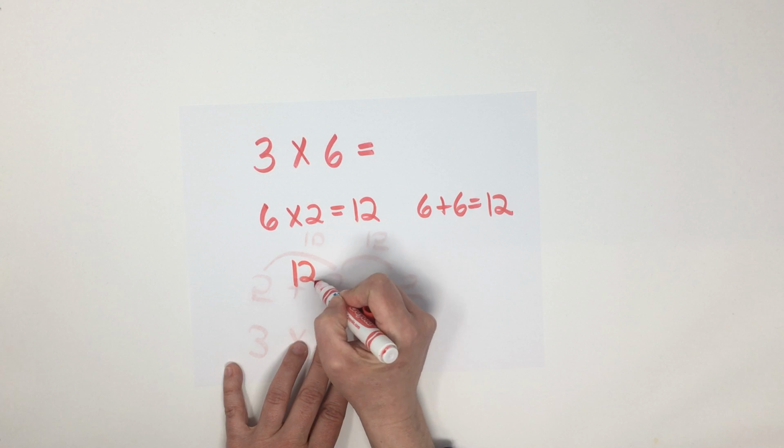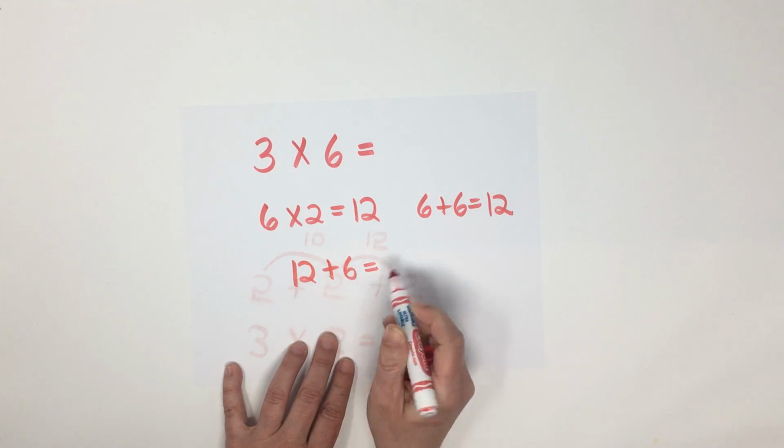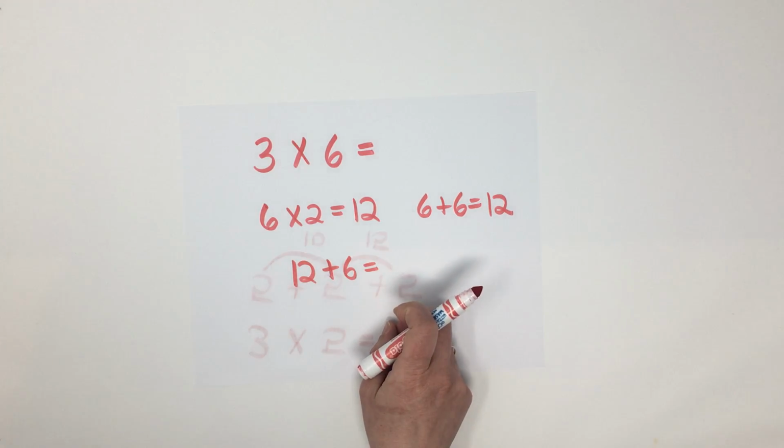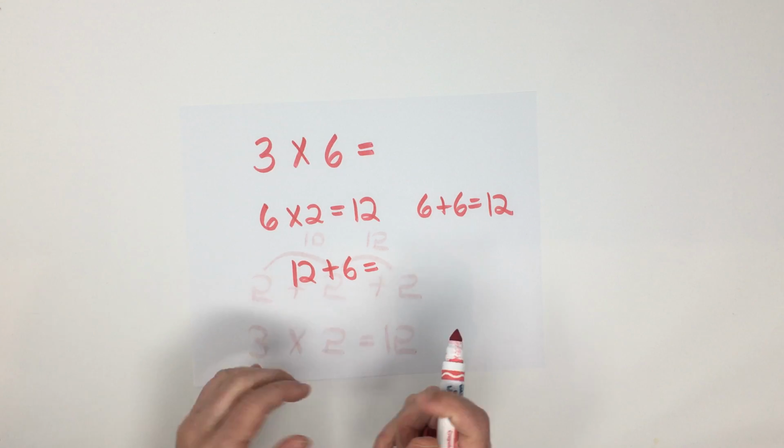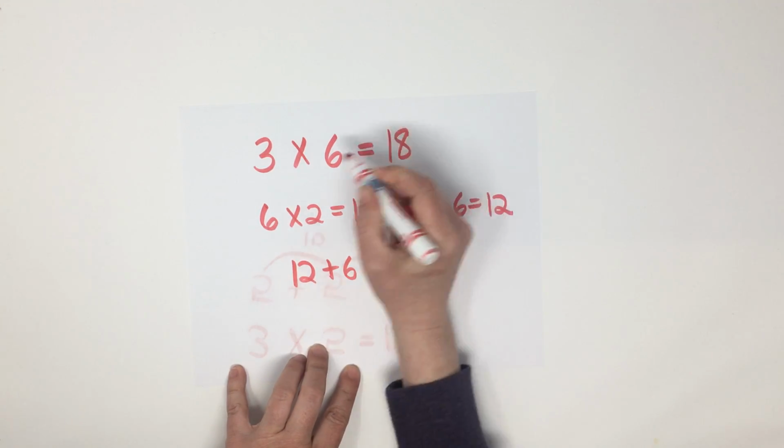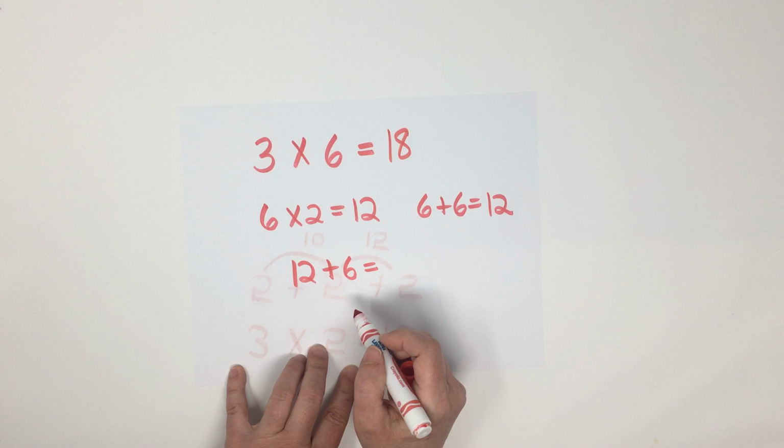So 12 plus 6 equals, now if I can't do that off by heart, I could go 12, 13, 14, 15, 16, 17, 18. 18. 3 fois 6 égale 18.